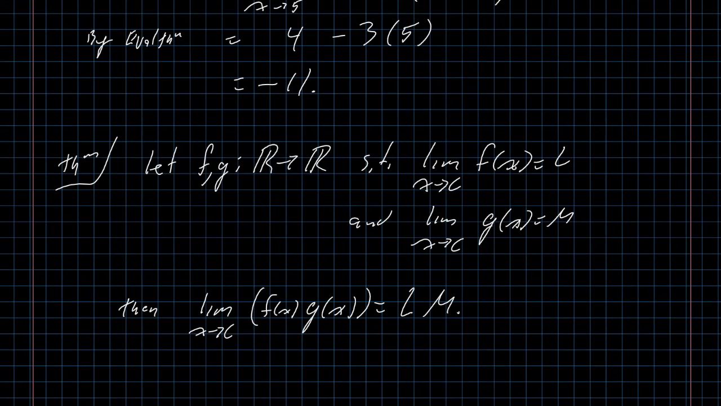All right, let's look at one more. If the limit as x approaches c of f of x is equal to L, and the limit as x approaches c of g of x is equal to M, then the limit as x approaches c of the product f of x times g of x is equal to L times M.